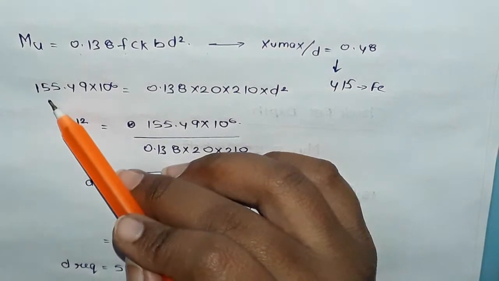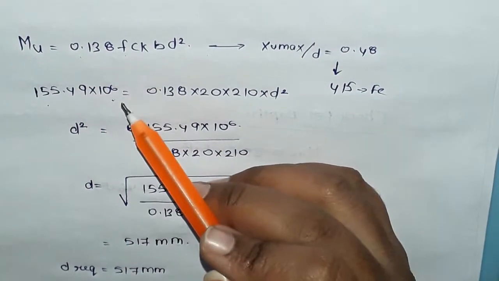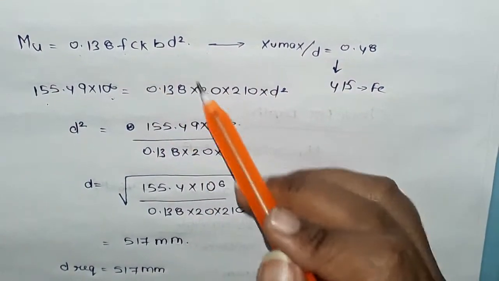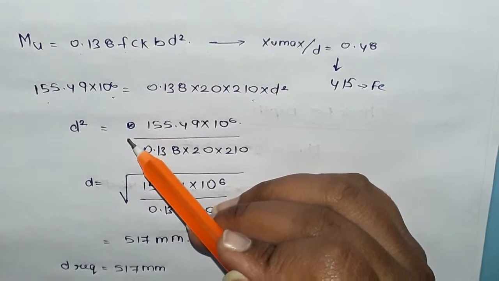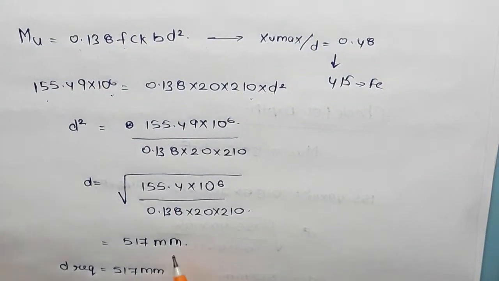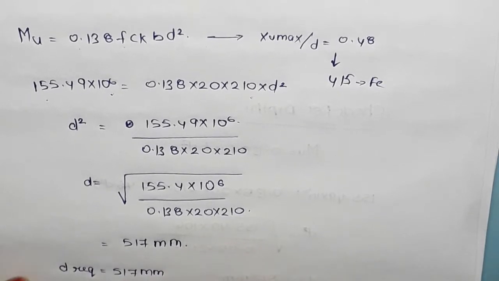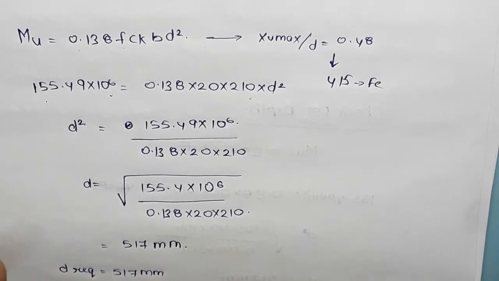Now the value of Mu is 155.49 into 10 power 6, which we already calculated in the previous class. So fck is 20 and breadth is 210, and now I have to know the value of depth required. After some manipulations I got the value as 517 mm, but the depth I provided is 460 mm.